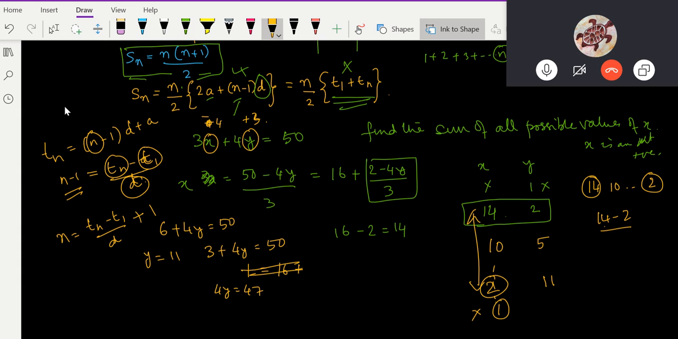So 14 minus 2, what is the common difference? 4. Plus 1. So which means 12 by 4, 3, plus 1, 4 terms. So therefore you can find the value now. You know there are 4 terms, 4 by 2, first term is 14, last term is 2. So this would be the value.